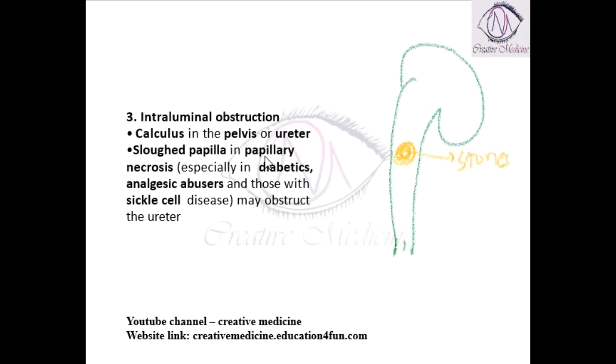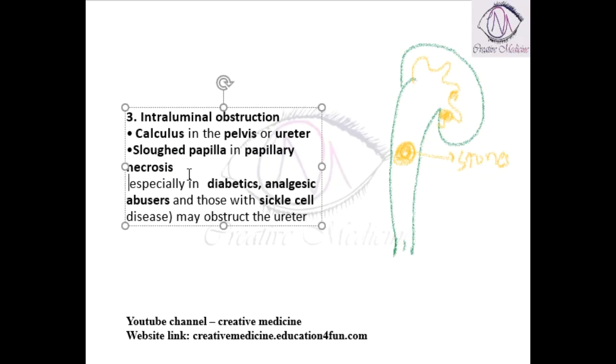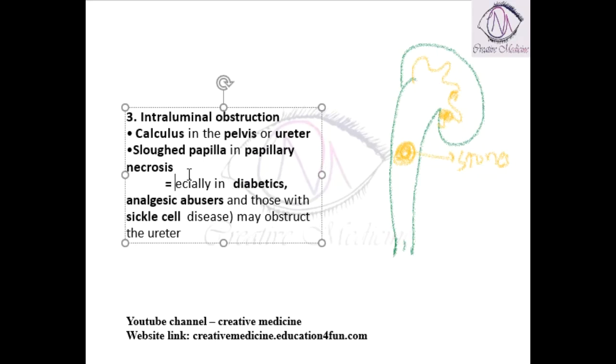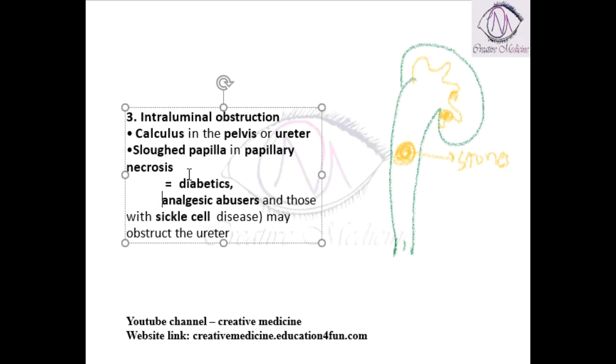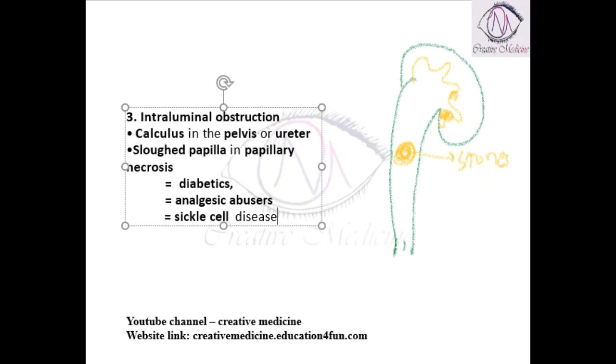Second, sloughed papillae in papillary necrosis. In papillary necrosis, there can be sloughed papillae which result in obstruction of the lumen of the pelvis. This sloughed papillae or papillary necrosis is seen in conditions like diabetes mellitus. It can be seen in analgesic drug abusers, and in those with sickle cell anemia. So all of this can obstruct the ureter.